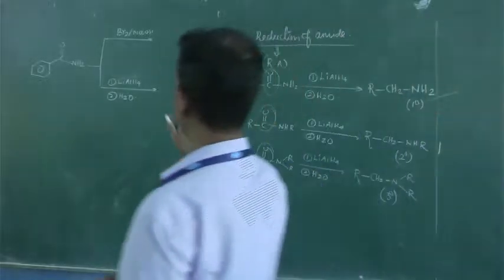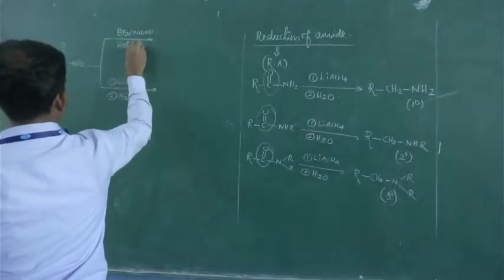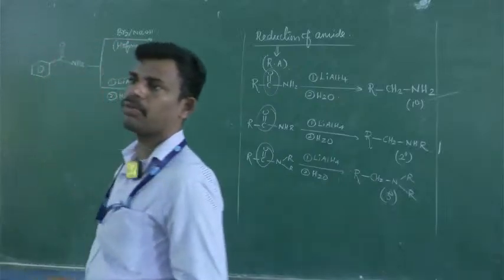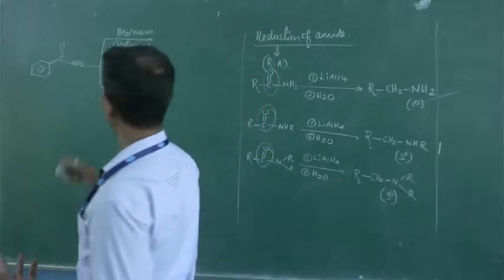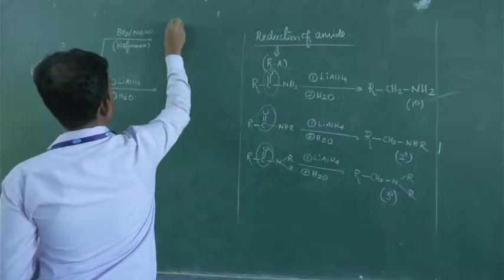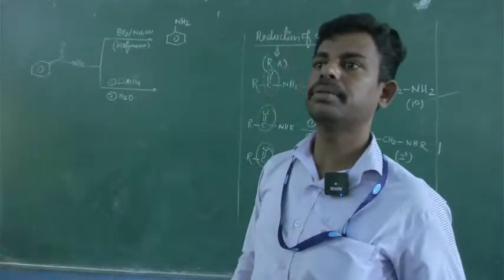So in this case, is there any reaction? The Hoffmann bromamide reaction. You have to simply remove the CO. Okay, so what will you get? You will get aniline. Okay, what will you get? You will get aniline. Is it clear?